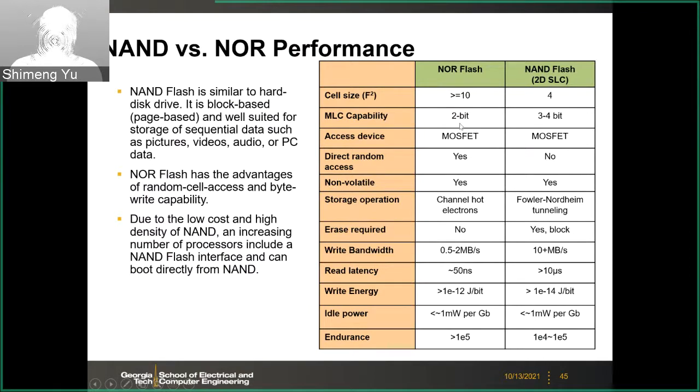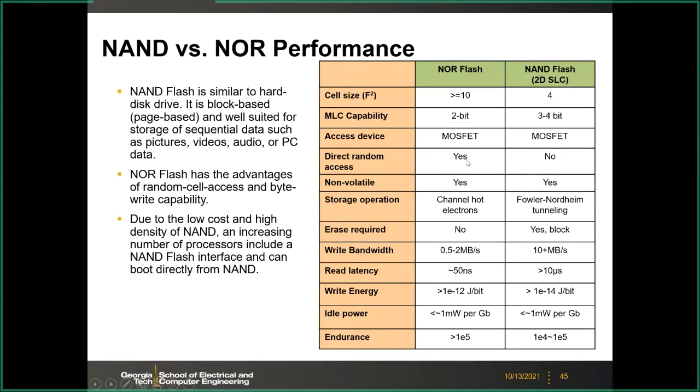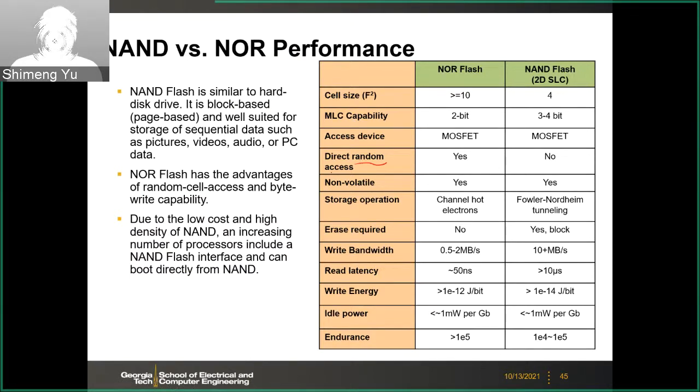And then the MLC, which we are going to discuss next, is how many bits you can store in one cell. In general, both NOR flash and NAND flash can store multiple bits per cell. And with NAND flash you can store even more bits because you care about the density. So here we push for the MLC capability. The key difference between NAND flash and NOR flash is random access, especially for the read.